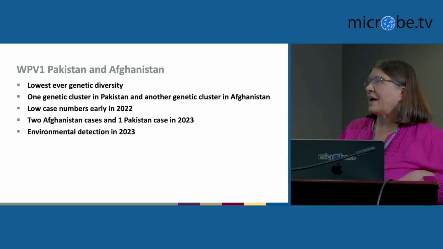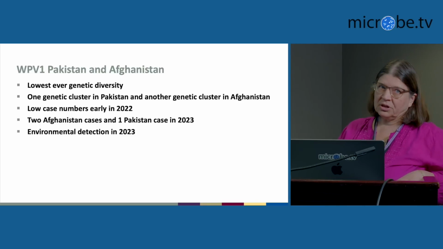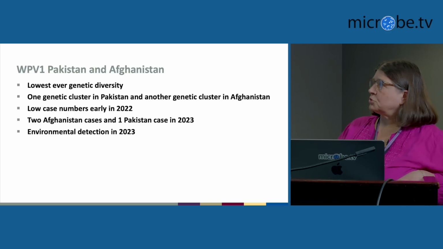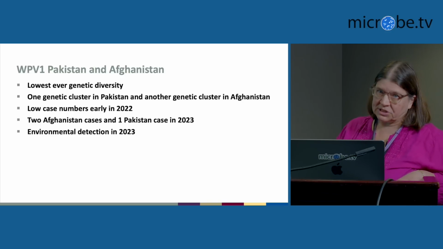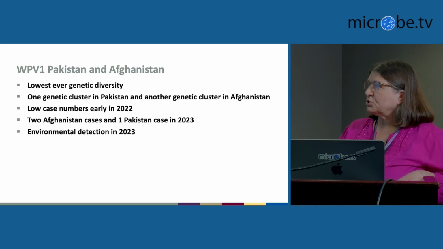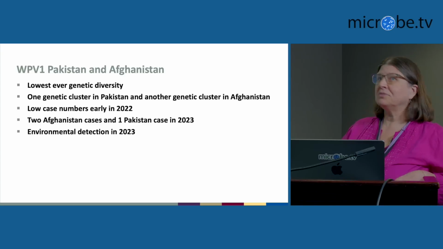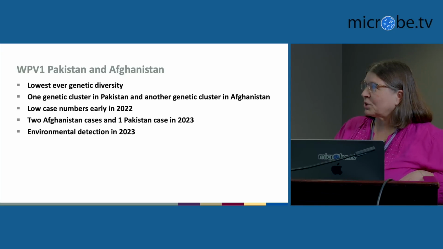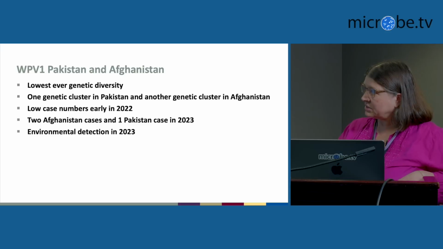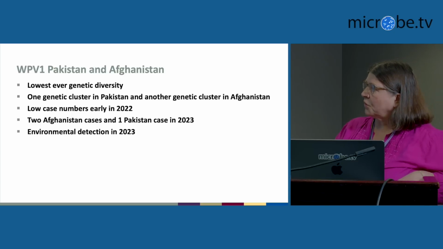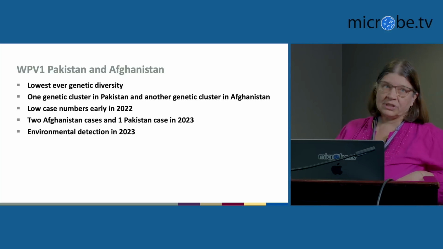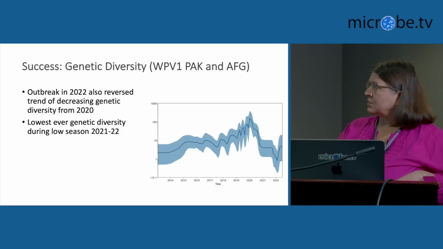However, one success is that wild polio type 1 in Pakistan and Afghanistan is at a level of genetic diversity that's lower than we've ever seen before. So there's a real opportunity. I know that that's been said before, but there's essentially one genetic cluster in Pakistan and another in Afghanistan. It is true that the case numbers were low early in 2022, and then they increased. So far this year, there have been 2 cases in Afghanistan and 1 in Pakistan, and some environmental detection. So it is promising for Pakistan and Afghanistan.